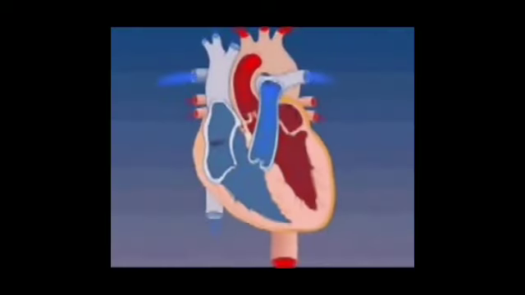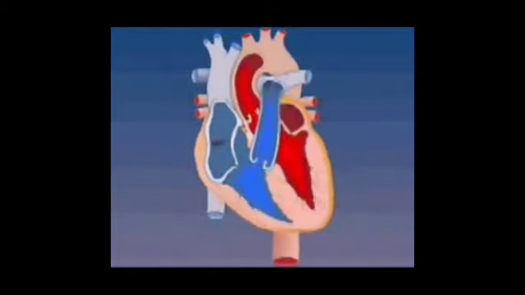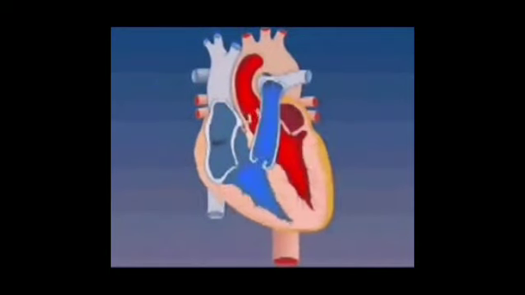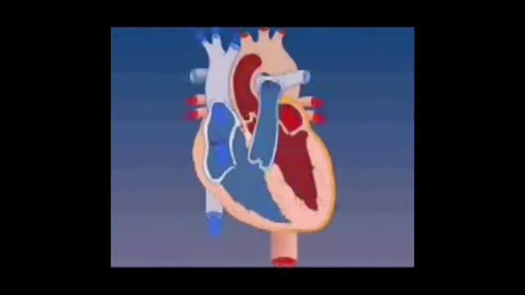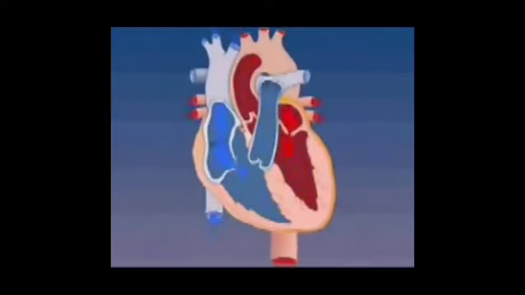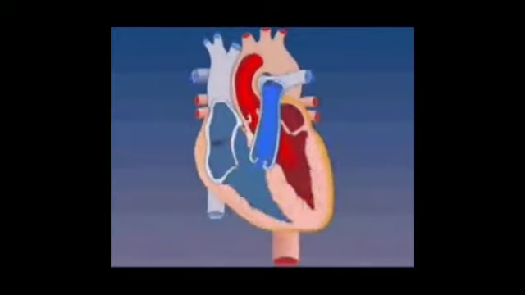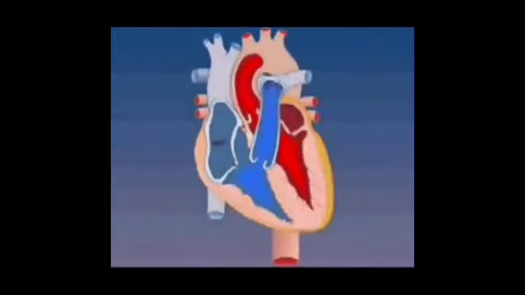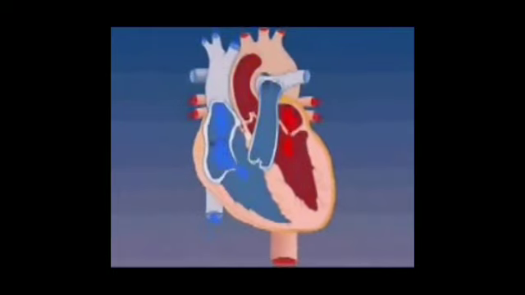The third step is ventricular systole. When blood reaches the ventricles, the ventricles contract and produce pressure, due to which blood from the right ventricle moves to the lungs through the pulmonary artery, and from the left ventricle the oxygenated blood reaches the different parts of the body through the aorta. With these 3 steps, one cardiac cycle is completed.